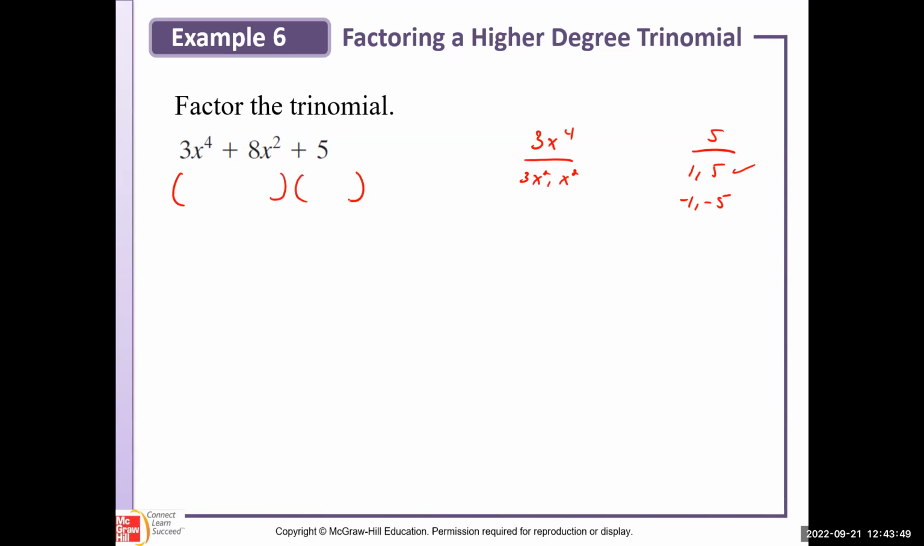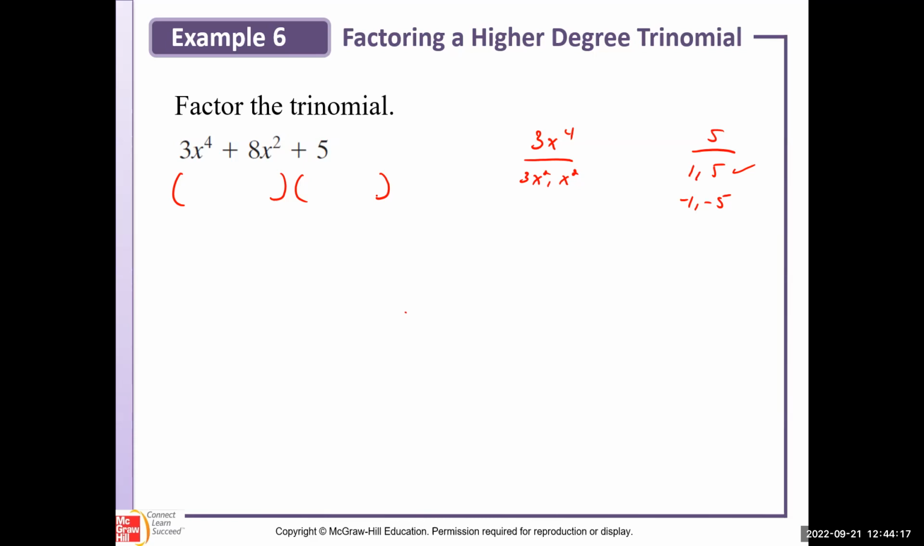Is there a reason why you don't factor out an x for any reason? Because this one doesn't have an x, the 5 doesn't have an x to give me. Now, if it did have an x, then yes, I would factor out an x, but since it doesn't, I don't. You can't. Essentially, if it doesn't have it to give to you, you can't take it from it. If it doesn't have the x, you can't take an x from it.